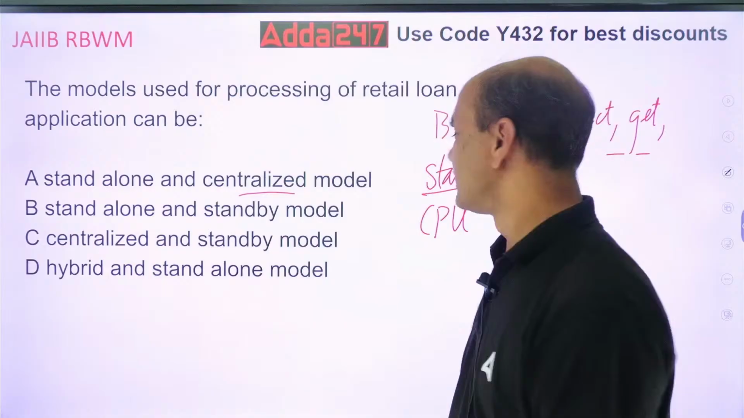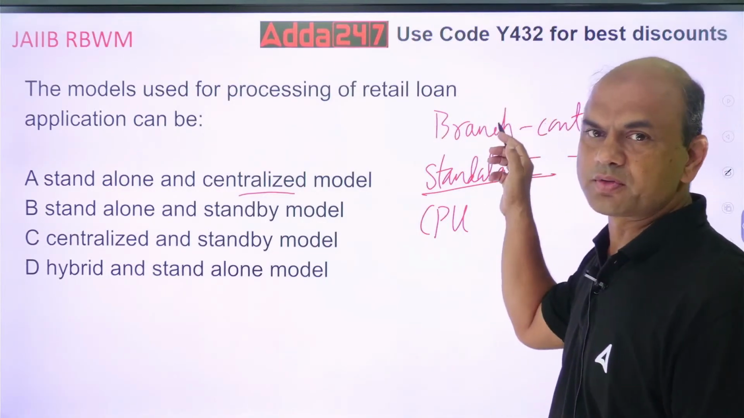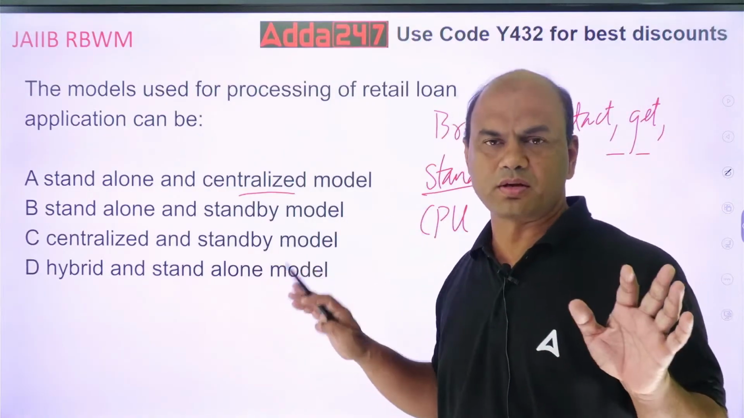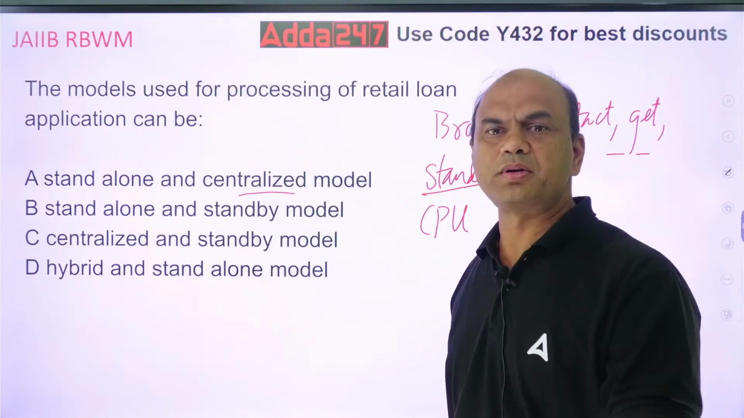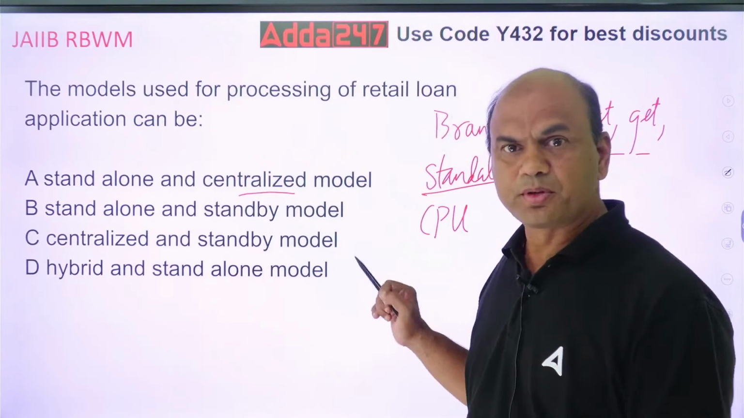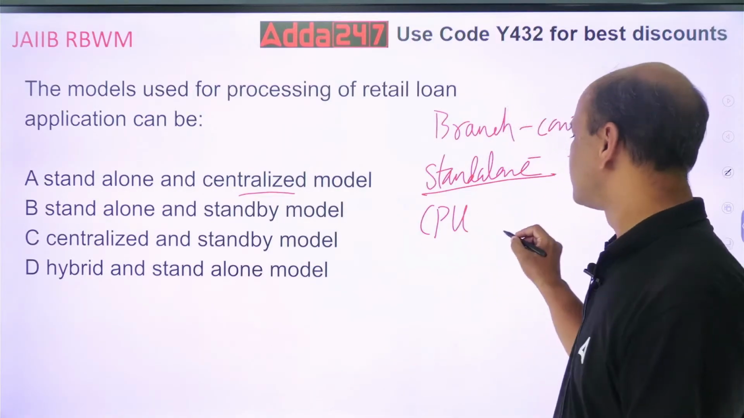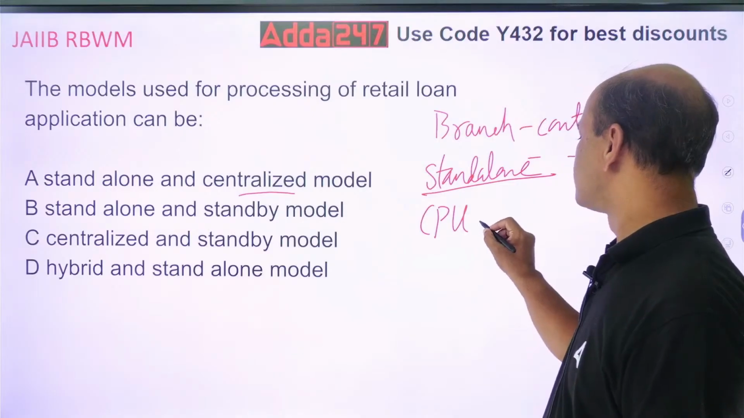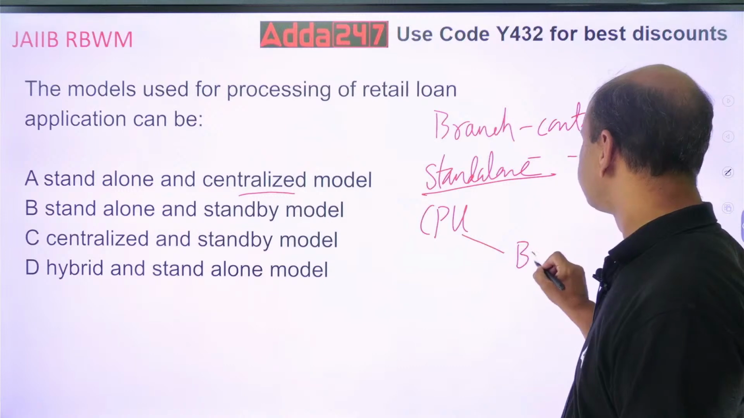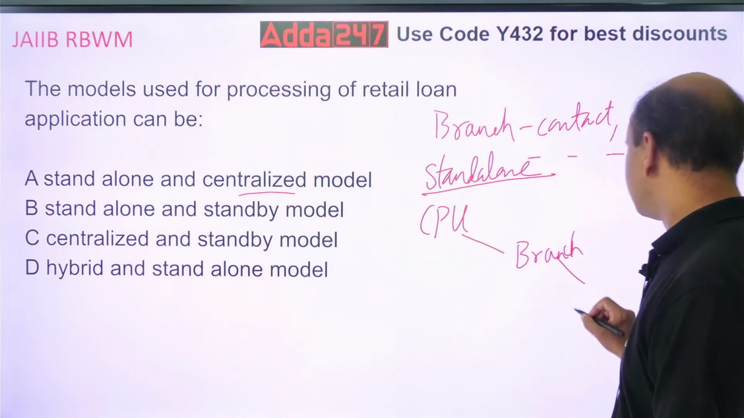See, in the standalone branch model, everything was done by the branch. The customer used to submit a document, and the branch used to process it and do everything. But in CPU, the things are different. There is a centralized processing unit, and then there is a branch, and then there is the customer.